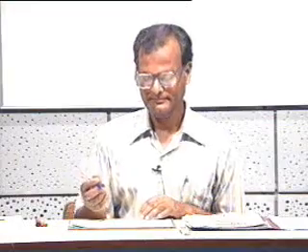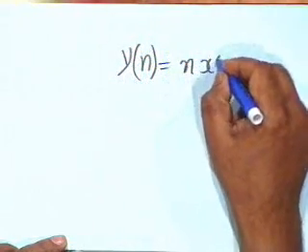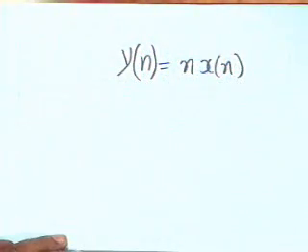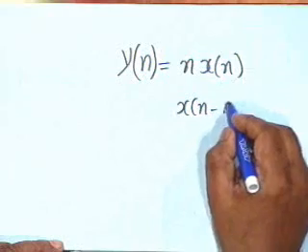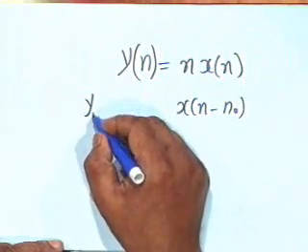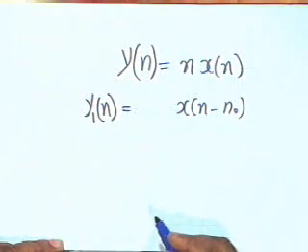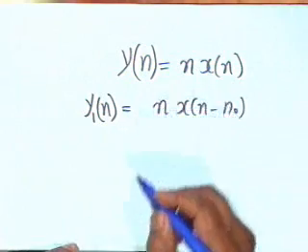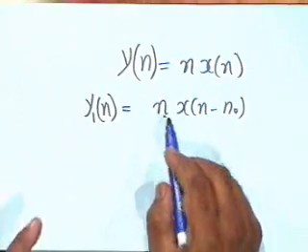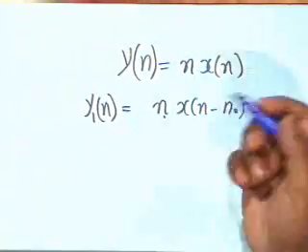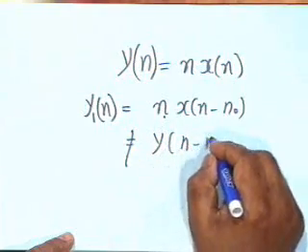On the other hand, if we take a system which is n times x of n, now if I delay the input, let's say x of n minus n0, what shall be the new output, y of n? It shall be n times x of n minus n0. This n is not changed, because it's a property of the system. The system multiplies by n, and therefore this is not equal to y of n minus n0, and therefore the system is time varying.